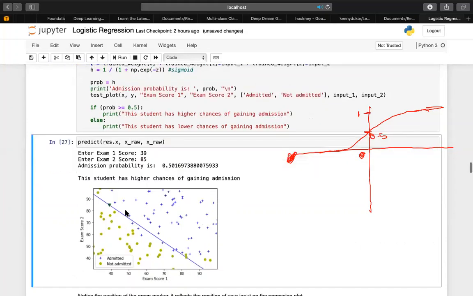And if you look at this plot here, this is where the person is. He's just on the line. So it's a 50-50 chance. He might get the admission, he might not get the admission. Right? So let's try another one.